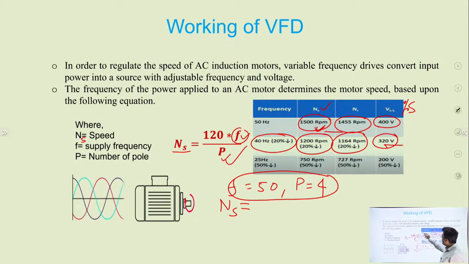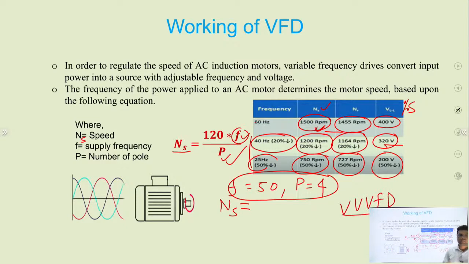If we reduce 50 hertz by half, to 25 hertz, that is 50% of 50 hertz, the speed will be reduced to 750 RPM. That means the synchronous speed reduces by 50%. Similarly, the rotor speed will also reduce, and the voltage will also be reduced. So its name is VVVFD, that is variable voltage, variable frequency drive.